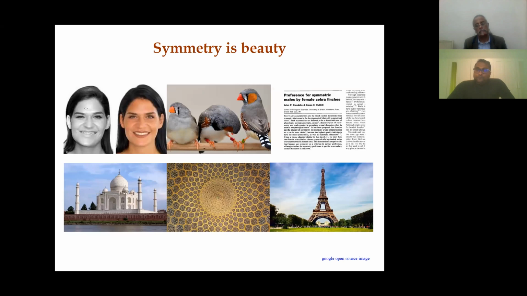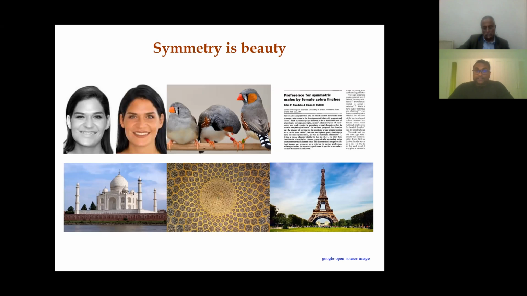And that's also true for the animal kingdom. We look at these birds called zebra finches, and the one on the left is a female, the one on the right is a male that has some orange spot on the cheeks. So when a female wants to choose a partner, she looks at a male zebra finch to see if the bird looks symmetric on both sides. And there is a research article here called "Preference of Symmetric Males by Female Zebra Finches." Because symmetry means beauty, symmetry means health, for both humans and for animals as well.